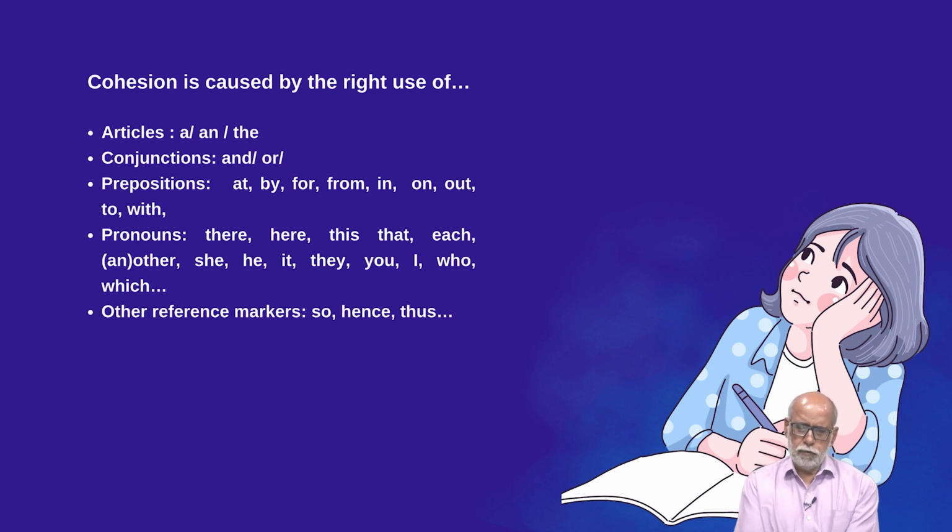So, we have not listed the usual pronouns. Of course, there are some: here, she, he, it, I. We begin with there, then, here, this, that, which is again for the same purpose, creating a unified structure. Then, of course, there are other reference markers: so, hence, though, they, etc. All right. Let us move on.